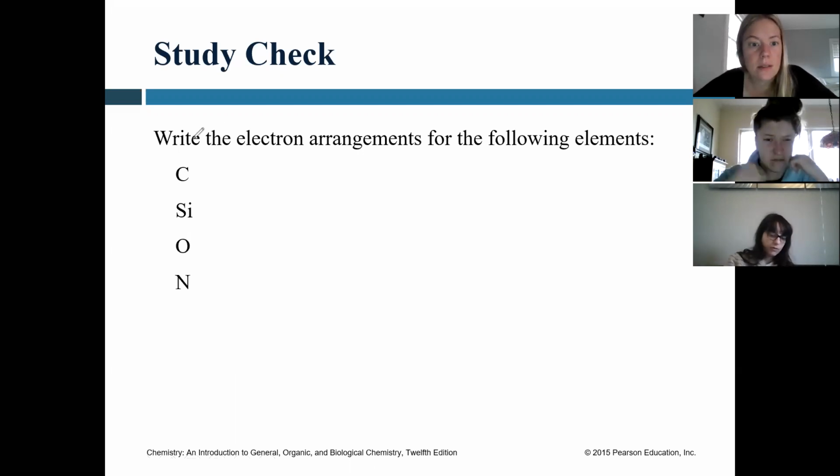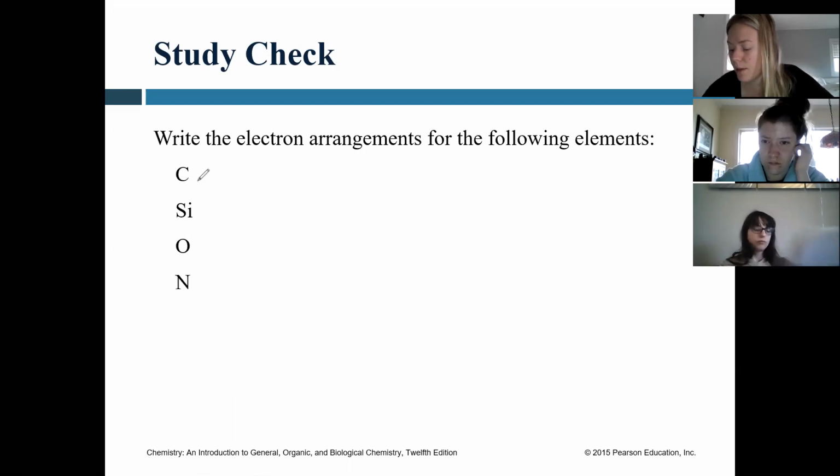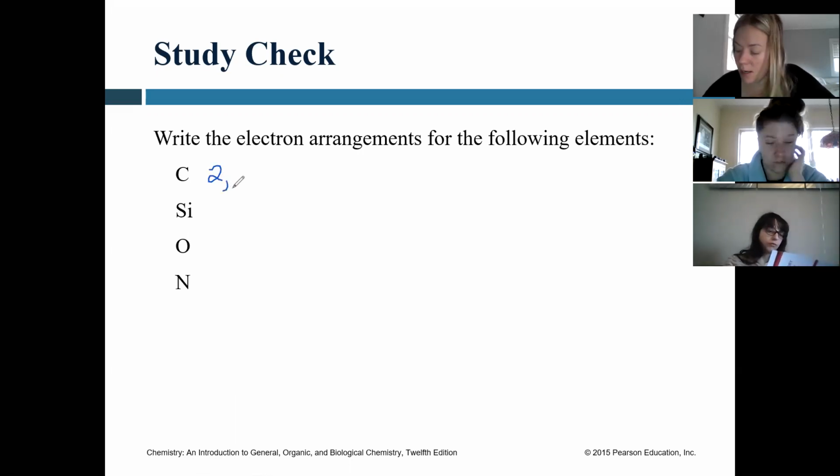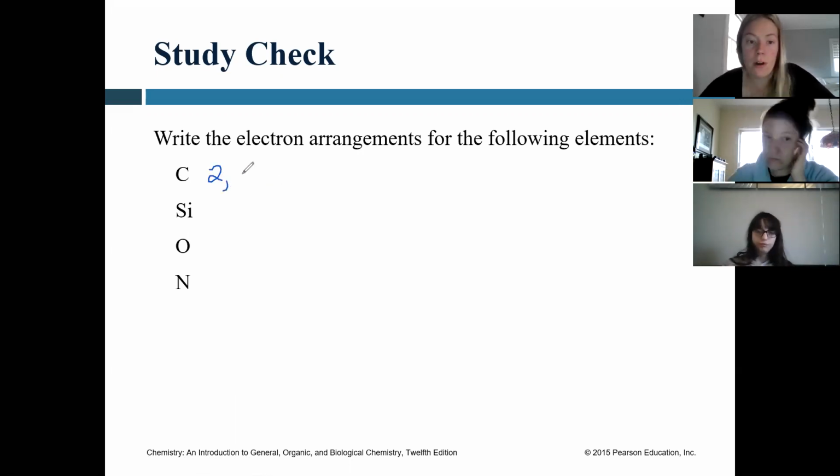So write the electron arrangement for the following. We'll do carbon together. So carbon is number 6. So in order to get to number 6, I need to put 2 in the first, and then I need to put 1, 2, 3, 4 in the second.